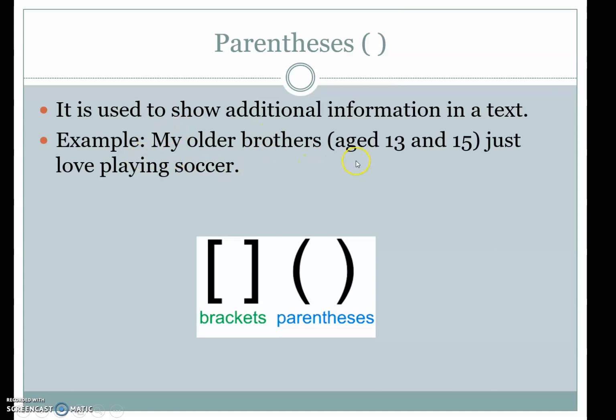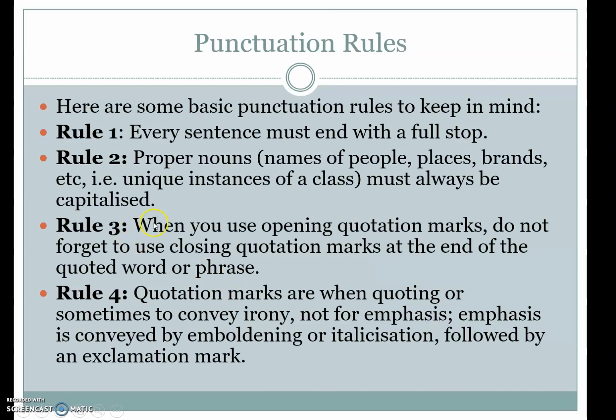Example, my older brothers, aged 13 and 15, you can see they're placed in brackets because it's extra information, just love playing soccer. Now here, there is a picture that shows you parentheses, the round brackets, and then just brackets. It's like the square ones. Okay, but we're not looking at the square brackets because it's not necessary for grade 4 and 5. Now we're just going to go through the punctuation rules.